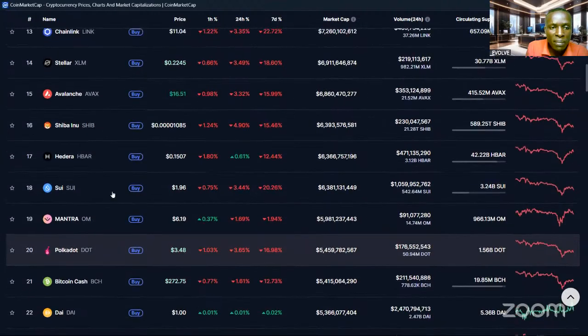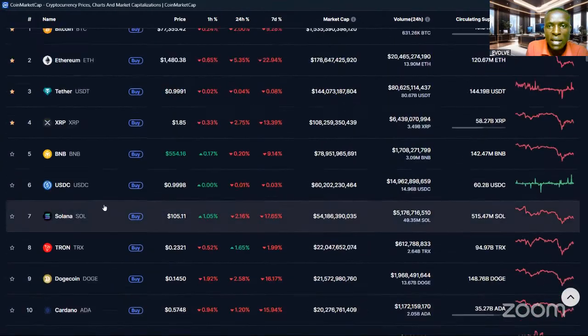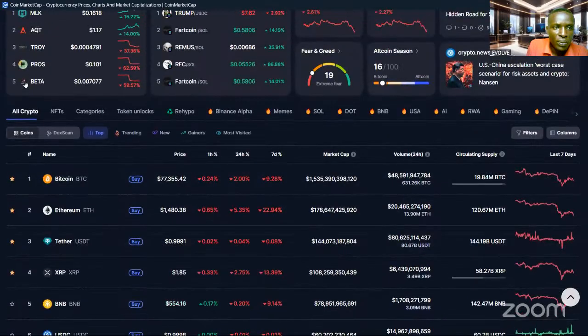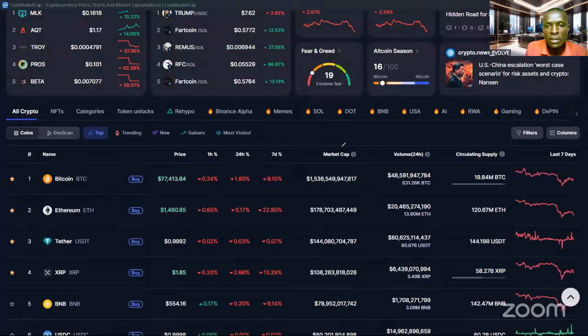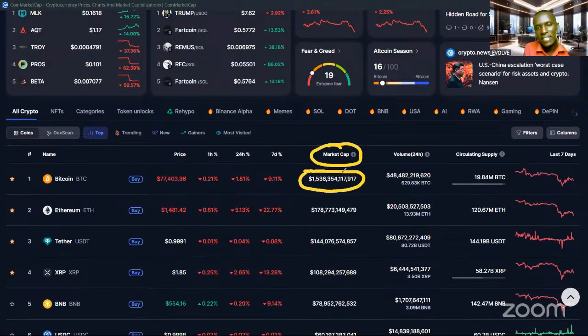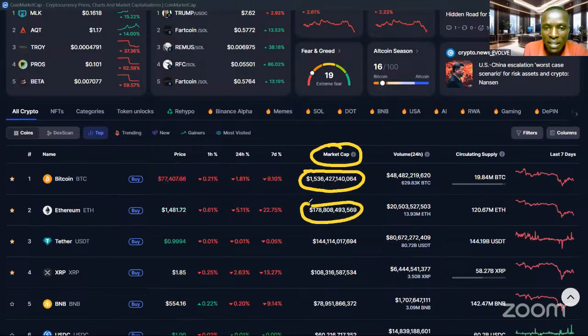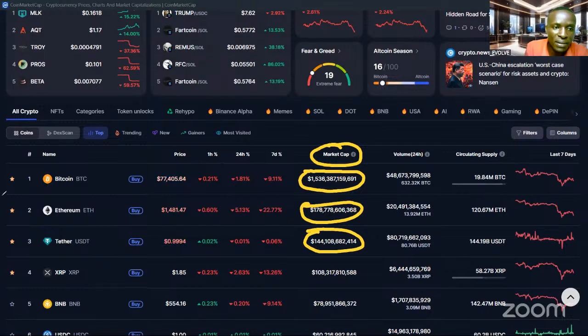What determines the quality of the coin is the volume, is the market cap of that coin. So Bitcoin is the biggest coin because it has the highest amount of money. Investors have put a lot of money in it compared to other coins. It has $1.5 trillion, followed by Ethereum with $178 billion, followed by Tether USDT with $144 billion.